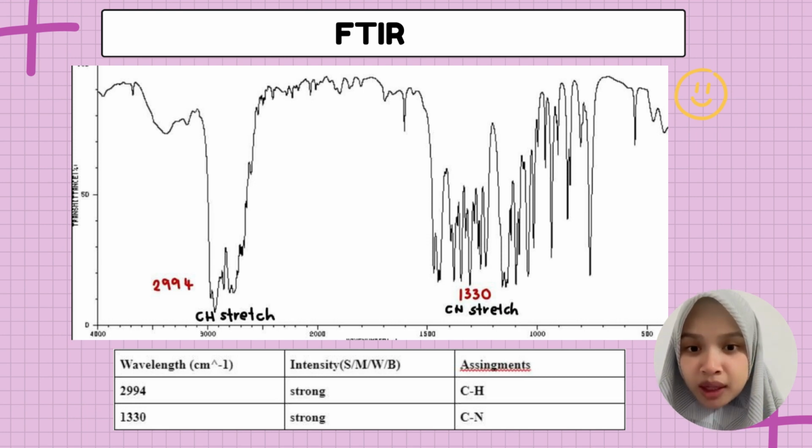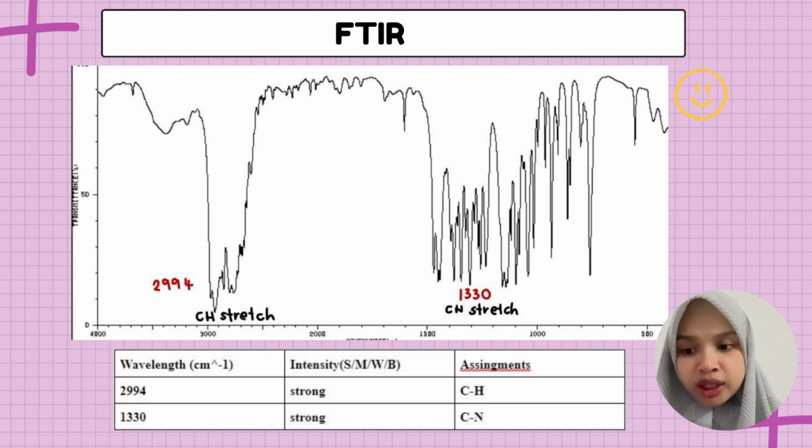The initial peak appears at a wavenumber of 2994 cm-1, displaying a strong intensity and corresponding to C-H stretching. The second peak emerged at 1330 cm-1, also exhibiting a strong intensity, indicative of C-N stretching. Based on our observations, we determined that the molecular structure corresponds to 1-ethyl piperidine.